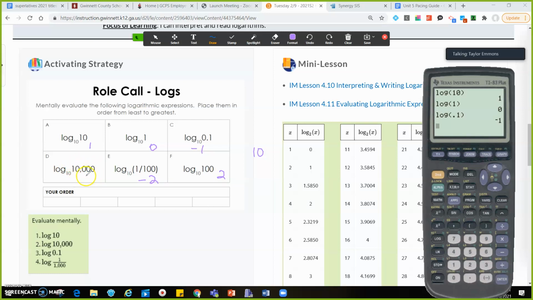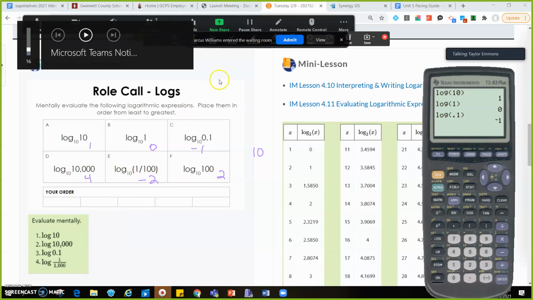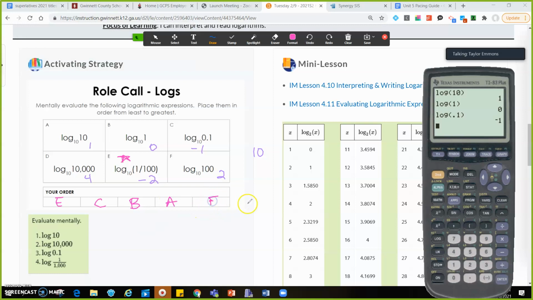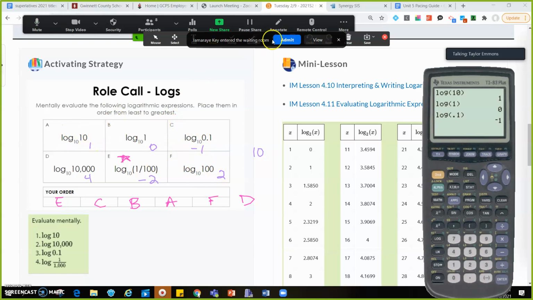Right, so if we put these in least to greatest, we're going to have this one go first. So E, I'm sorry, yeah, E, and then we would have C, and then B, A, F, and then D. Okay? So you should be able to evaluate these. Notice how I did the first one, and I said, okay, well this is just saying, 10 to what power gives you 10? And that would be my number over here.